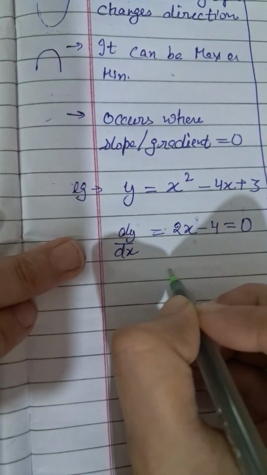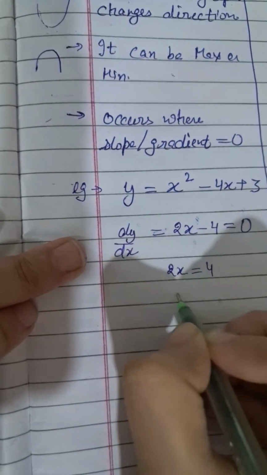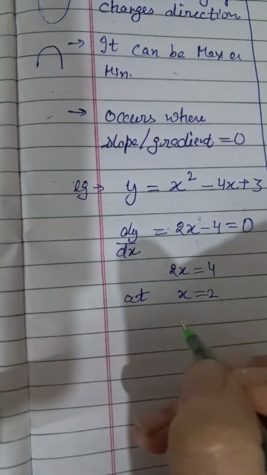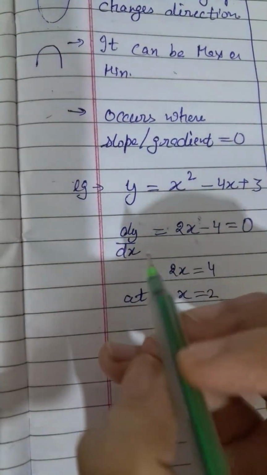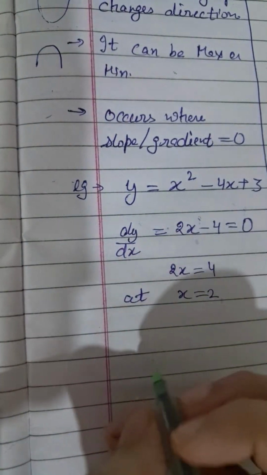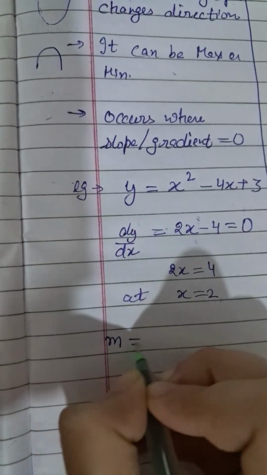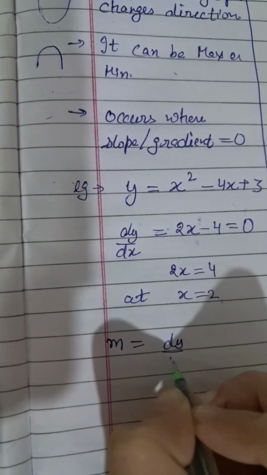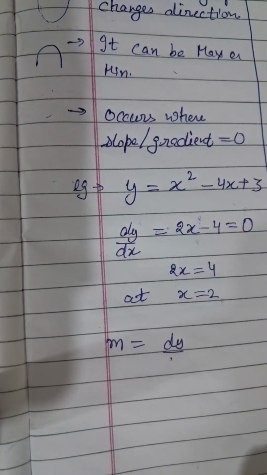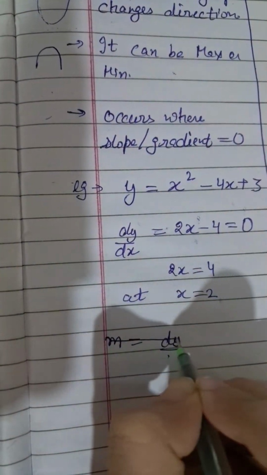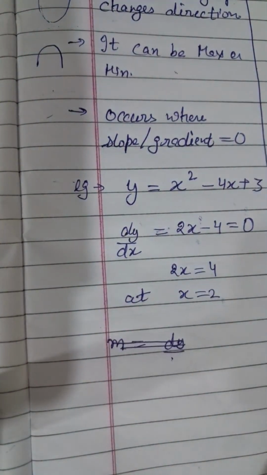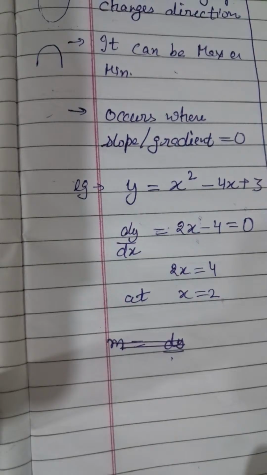So if we equate it, we get 2x equals 4, x equals 2. So at x equals 2, the gradient is 0. Okay, at x equal to 2, gradient is 0. So x equal to 2 is the point where the turning point occurs.